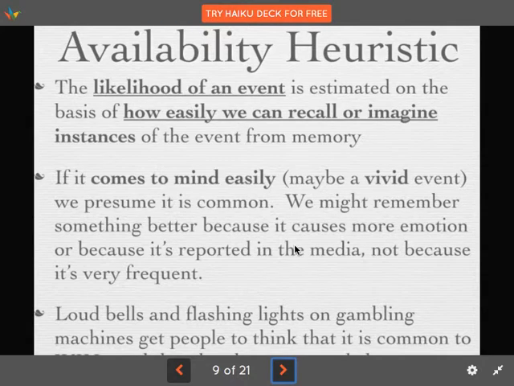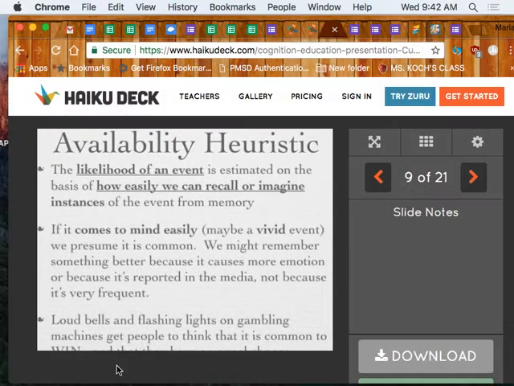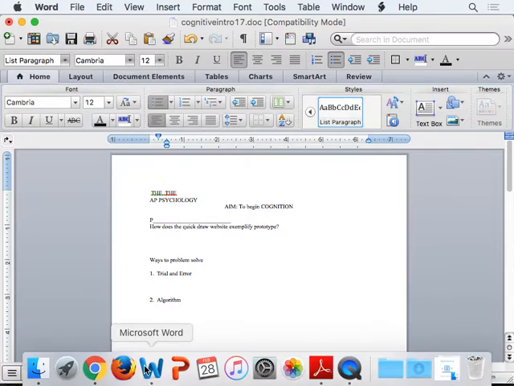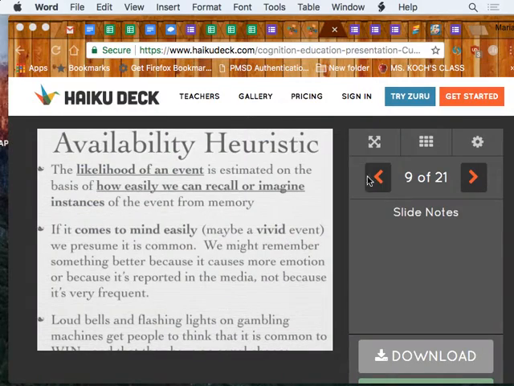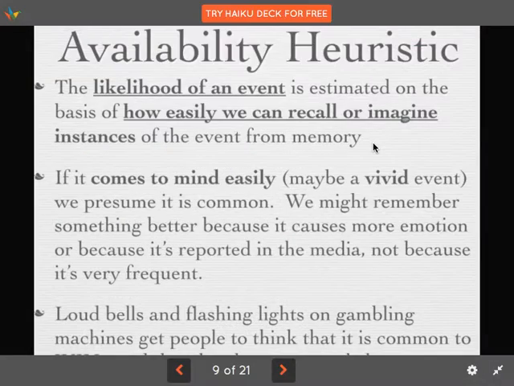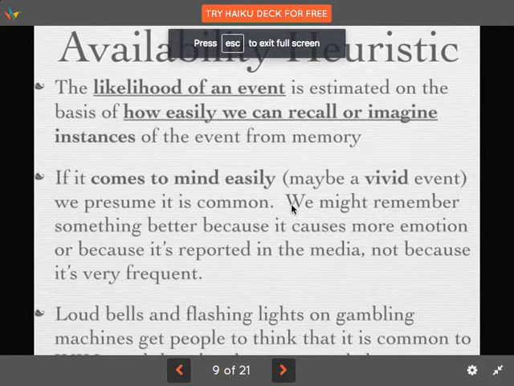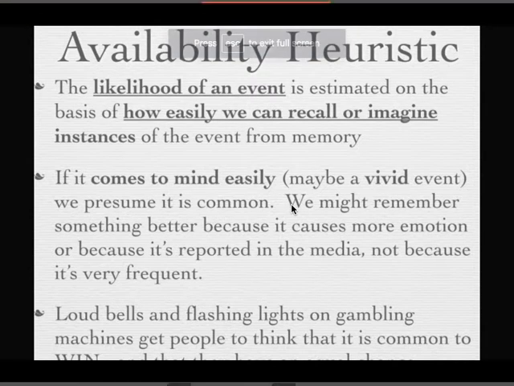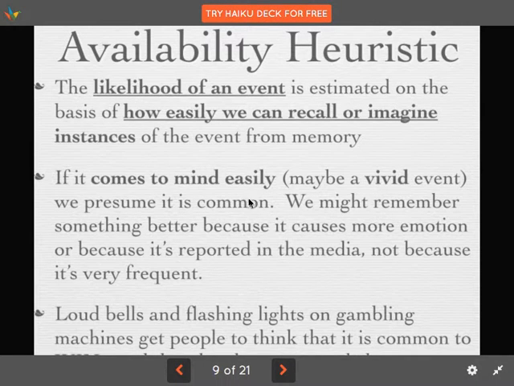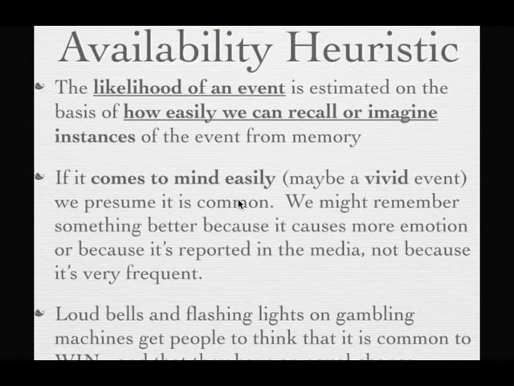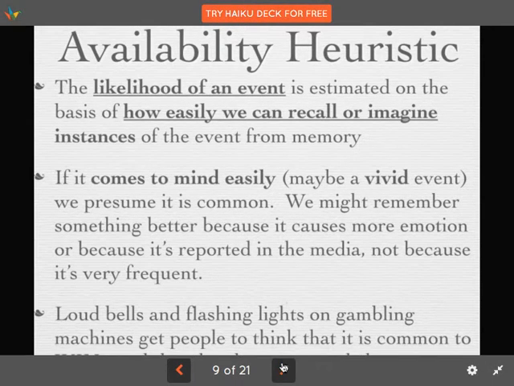Okay, the availability heuristic. Basically, on the back of the chart for the lesson today, we have a T-chart that's going to differentiate the availability heuristic and the representativeness heuristic. But we really only got to availability heuristic in class. So don't copy this whole slide, but the best definition is that we think something is more likely because it comes to mind first, or it comes to mind easily.